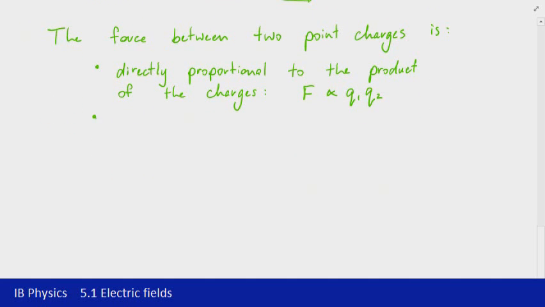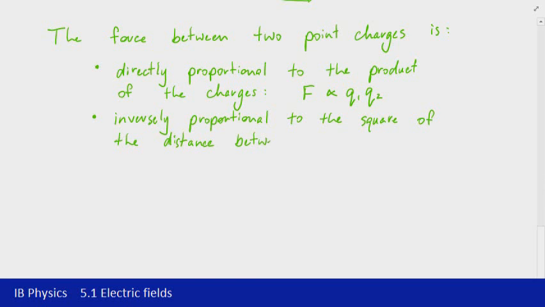The second thing then is that it is inversely proportional. So that means as one increases, the other is going to decrease, and it's inversely proportional to the square of the distance between the two charges. And this is another example of an inverse square law. Fairly common in physics to come across inverse square laws. And the notation for that one is that F is proportional to 1 on R squared.